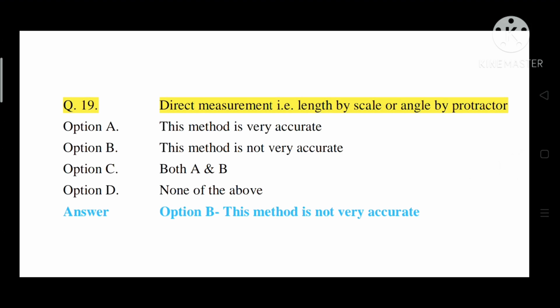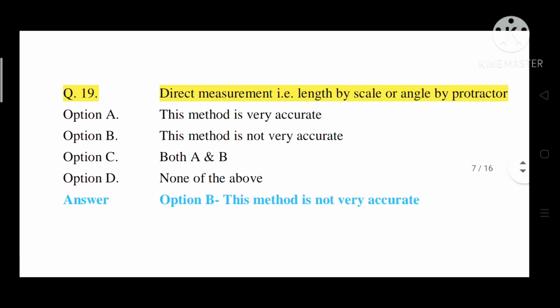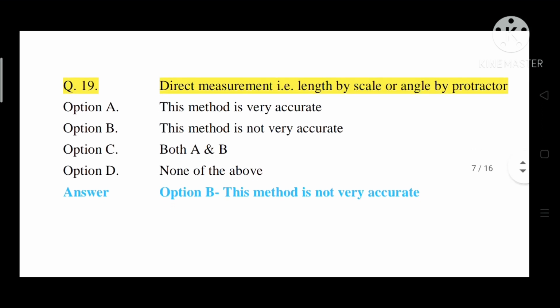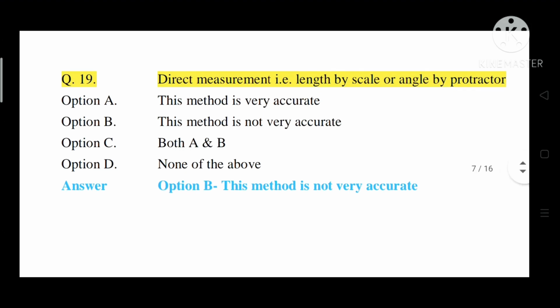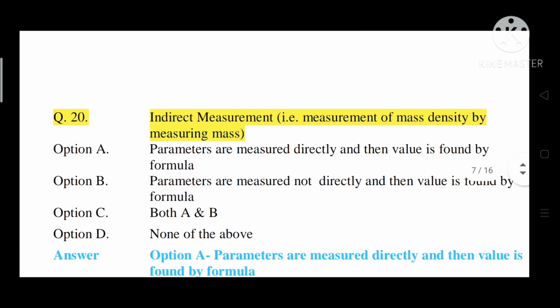That is length by scale or angle by protractor. Options are: option A, this method is very accurate; option B, this method is not very accurate; option C, both A and B; option D, none of the above. So the correct answer is option B, that is this method is not very accurate, because it is direct measurement. These are not precise instruments. So that is why option B is correct.